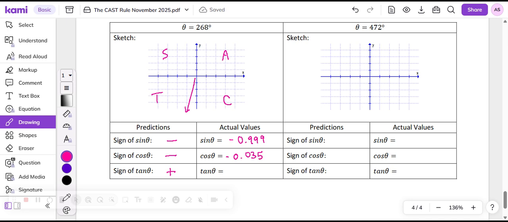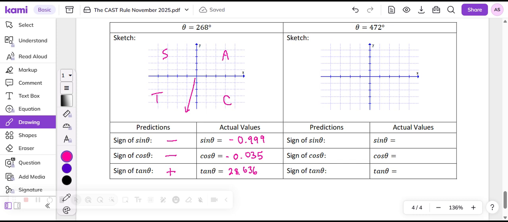And the tangent should be positive. Tangent of 268 is 28. It's big. It's 28.636. But it's positive. We're just reinforcing this CAST rule. That's all we're doing in this exercise. So while I pass around some practice for you guys to do, the practice is light calculator work, basically, just reinforcing this CAST rule idea.